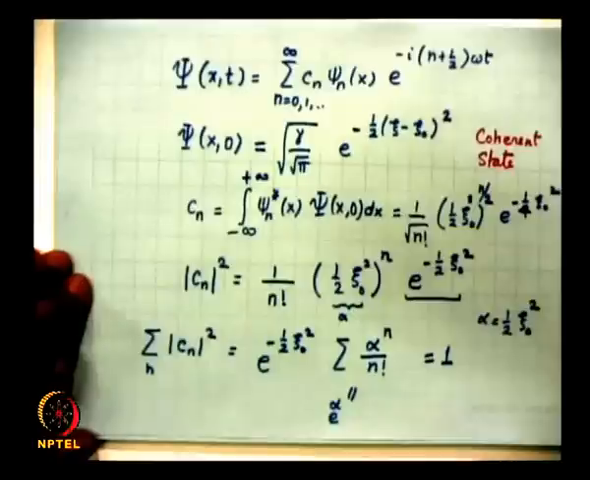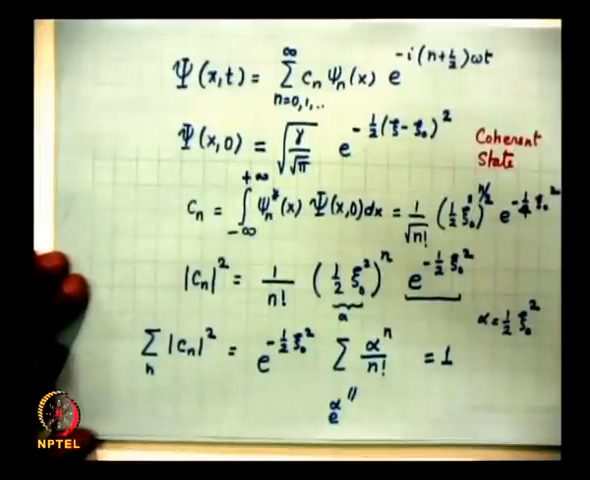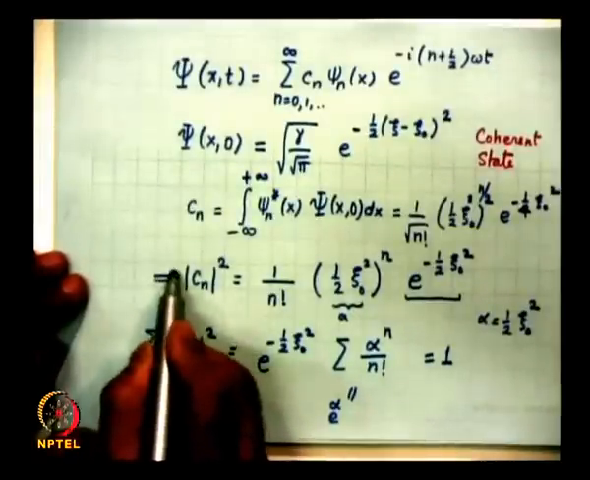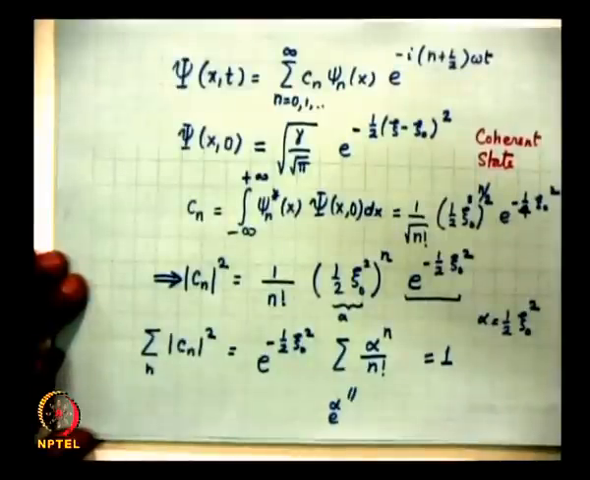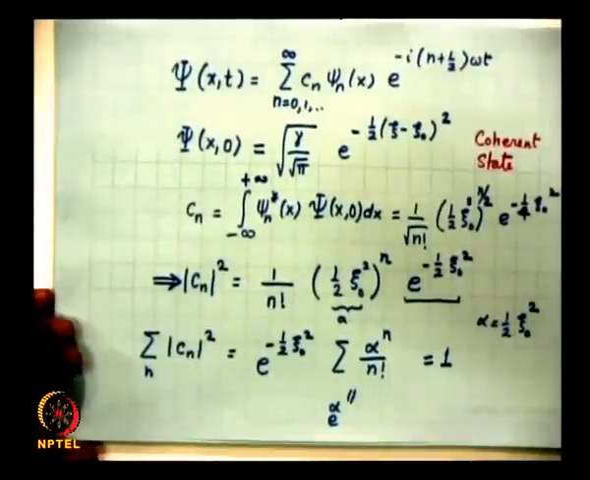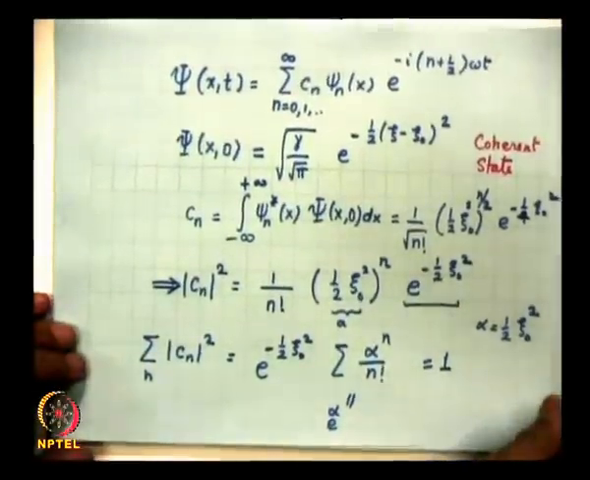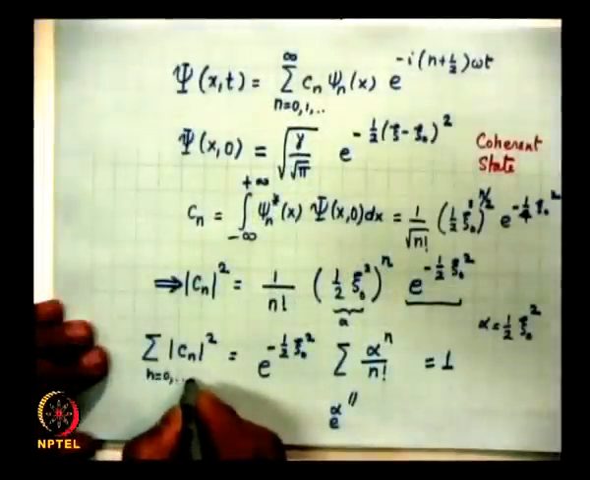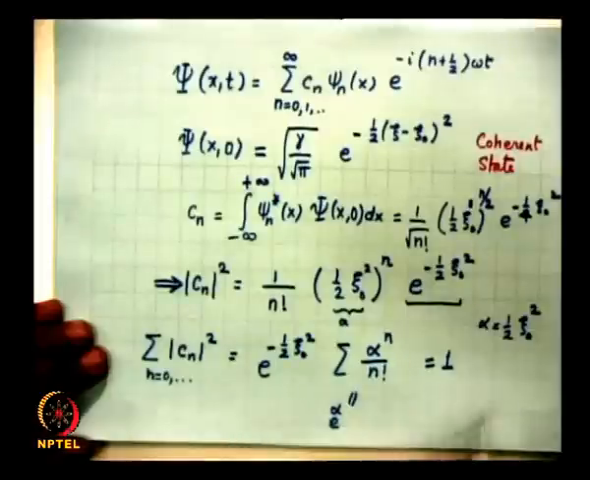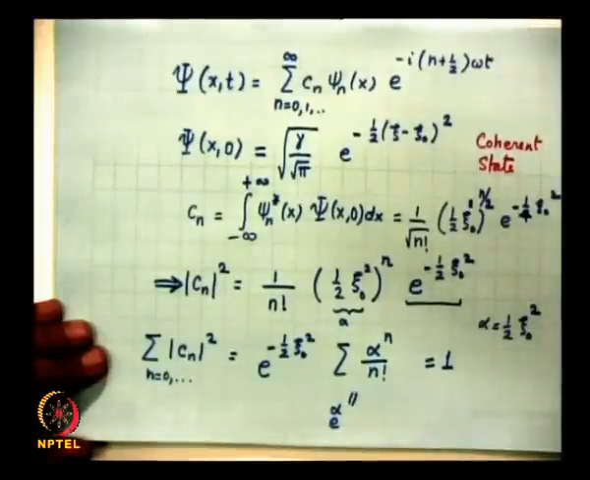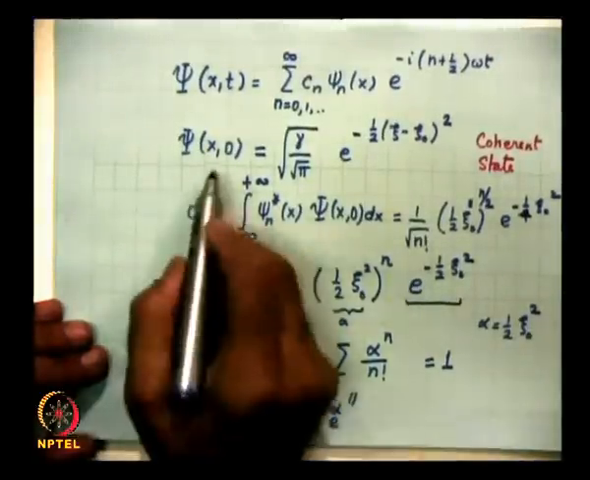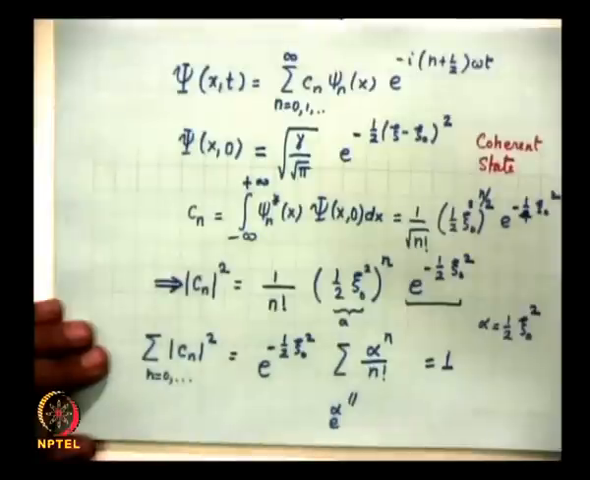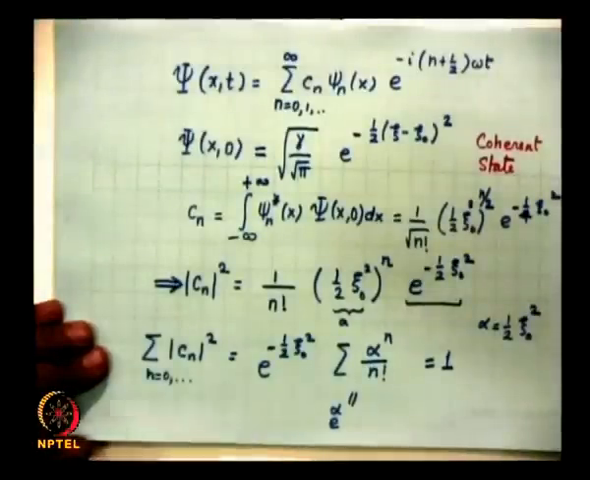So, mod C n square represents the probability of finding the oscillator in the nth state. So, this is the normalization condition: the sum over n equal to 0, 1, 2, 3 to infinity is equal to 1, and that is what should be expected, because the wave function initially at t equal to 0 is normalized.